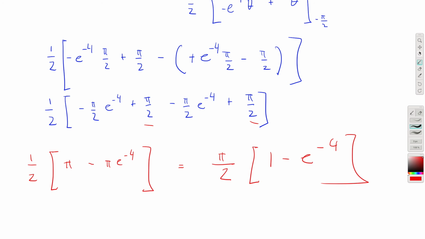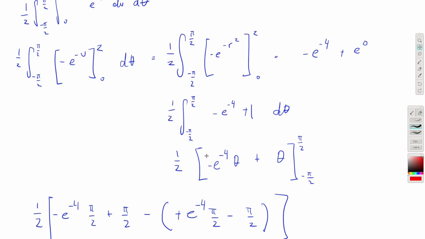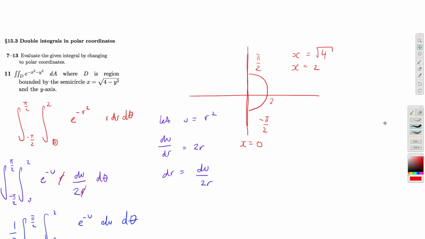Alright, so if you look at how you've done it in your notes, you've been smart in your notes and you realized that instead of going pi on 2 to negative pi on 2, you could just go 0 to pi, right? Because you're spanning the same area as that. So keep that in mind.